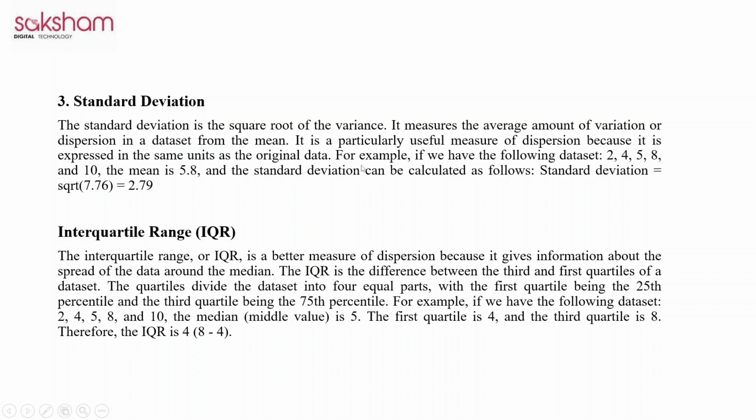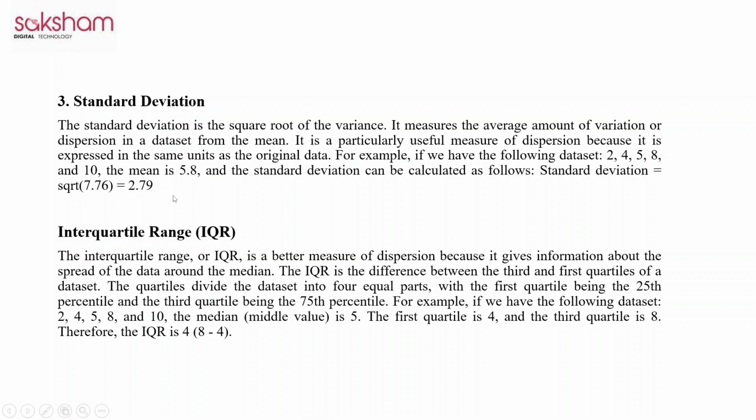So you can see we are just finding the average amount of variance or dispersion in the data set. It is a particularly useful measure of dispersion because it is expressed in the same units as the original data. For example, if we have the following data set 2, 4, 5, 8, and 10, the mean is 5.8 and the variance is 7.76. After calculating the variance, we find the standard deviation with the square root. So the square root of 7.76 is 2.79. So standard deviation is clear.